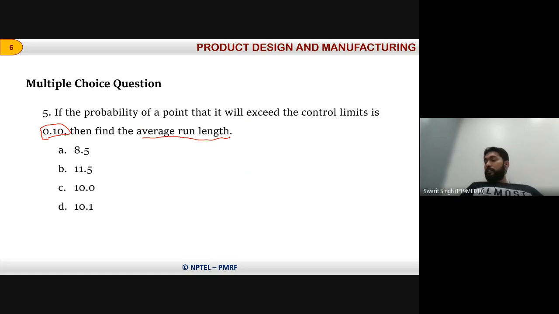Again, this is discussed in a very elaborated manner in the class. Okay, so if you have gone through the course content, you must have seen what is average run length, and you will be able to answer this question because it's a very easy question.